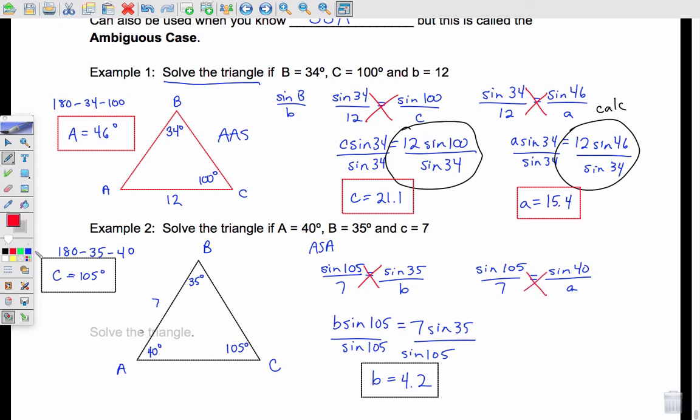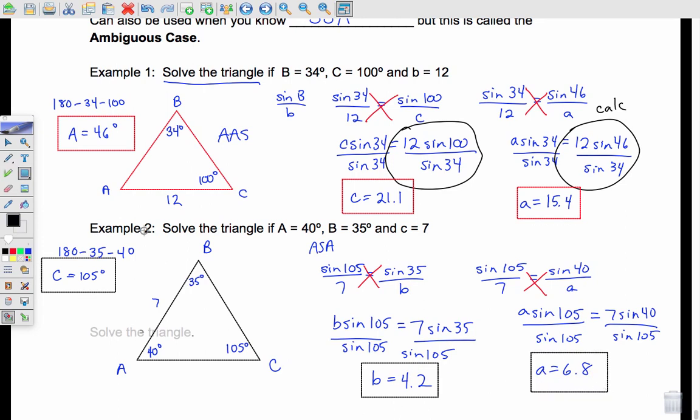All right, and then same story on this one, cross multiply. So A sine 105 equals 7 sine 40. Divide by the sine of 105. Put this in your calculator, and I find out that A is 6.8.